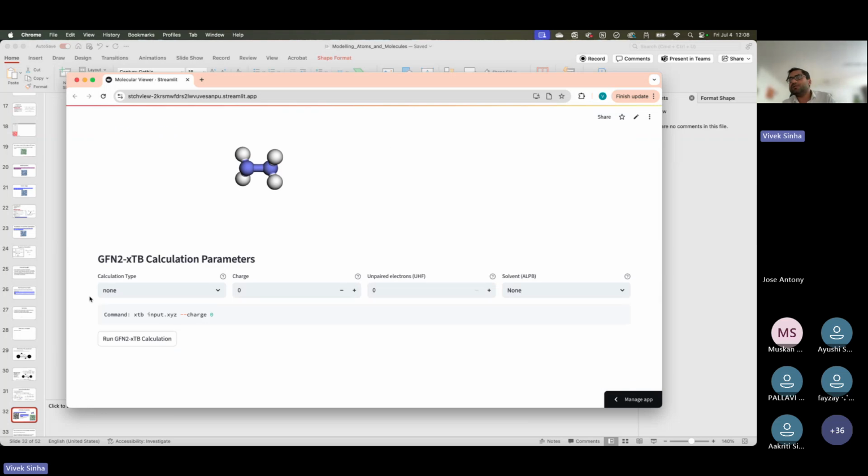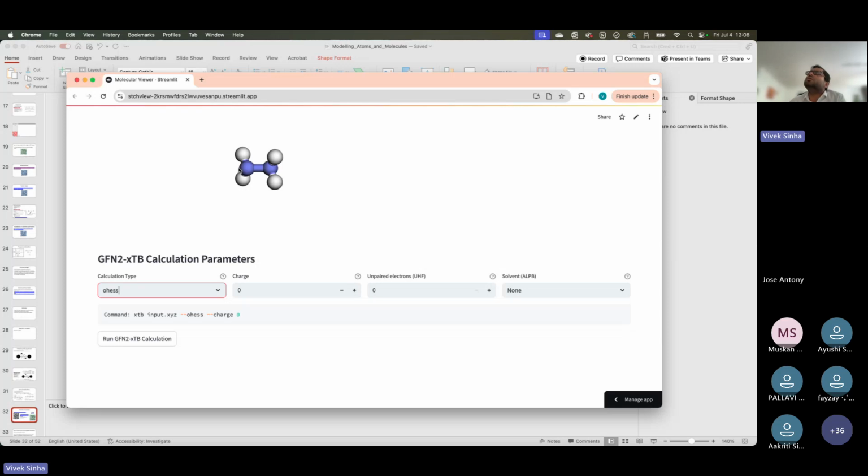Then we come into the calculation parameters. What we want to do is optimize it, but we also want to do a frequency calculation. Frequency calculation is also called a Hessian calculation. So we do OHS. It will optimize the system and then it will do a Hessian calculation on it. Charge is 0.